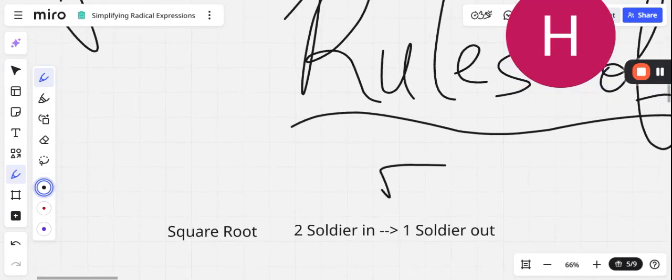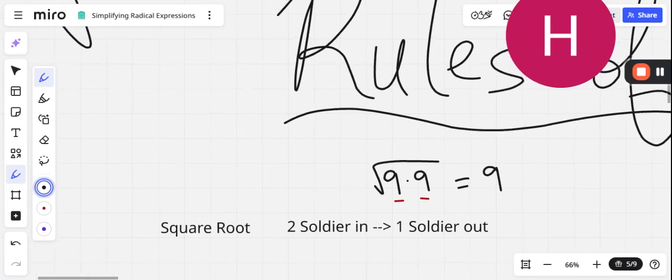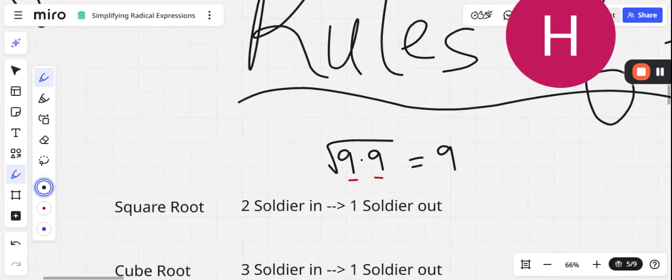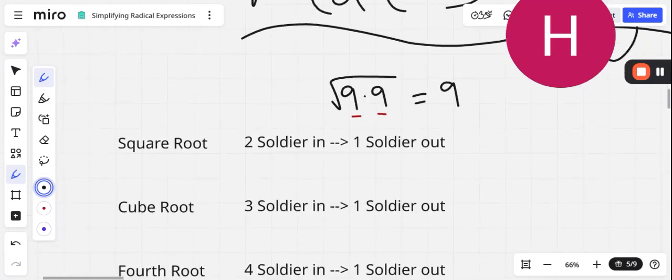So something like the square root of 9 times 9, those warriors are going to battle it out. They are identical, and only one of them is going to survive and come out. So the square root of 9 times 9 is simply 9. Does it make sense now? So they're duking it out. We don't really care which one comes out. They're identical to us.